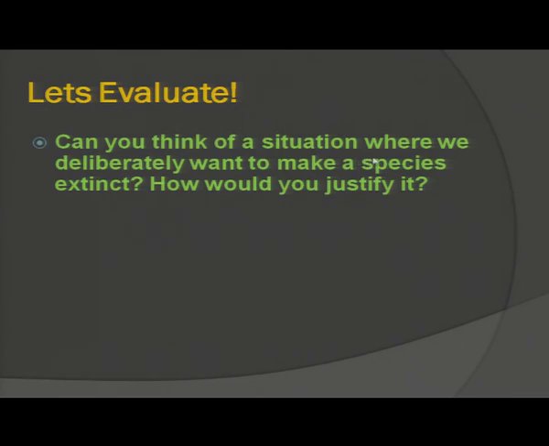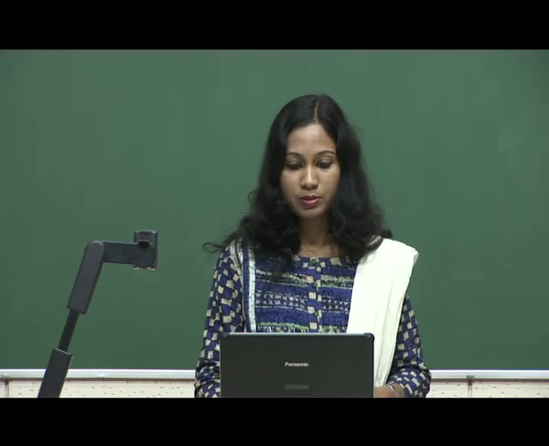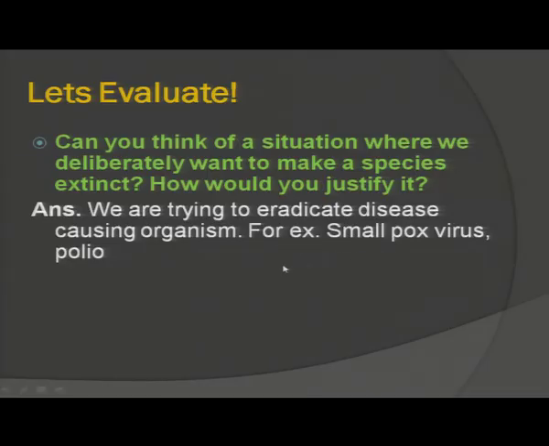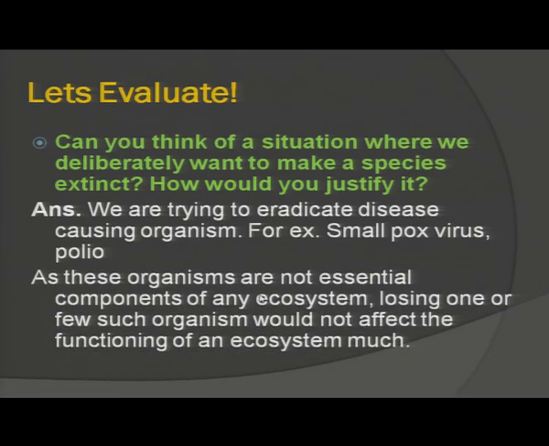Next question, can you think of a situation where we deliberately want to make a species extinct? How would you justify it? In recent years, we have been fighting many disease causing organisms, and in that attempt we are also leading to a decline of their numbers. So, we are trying to eradicate disease causing organisms like the smallpox virus and polio, etc. And on justifying this, we will say that as these organisms are not an essential component of any ecosystem, losing one or a few such organisms would not affect the functioning of an ecosystem much.